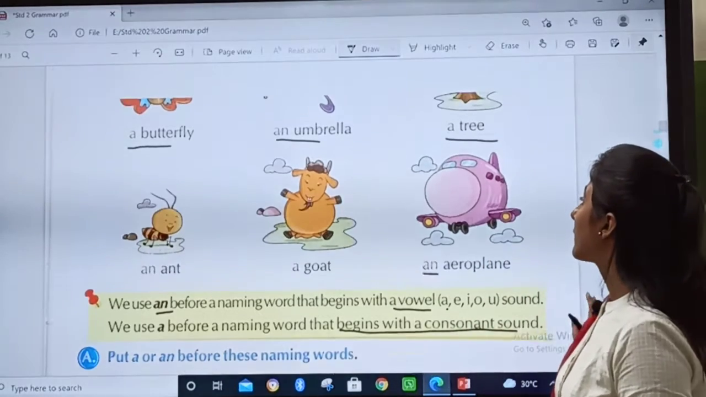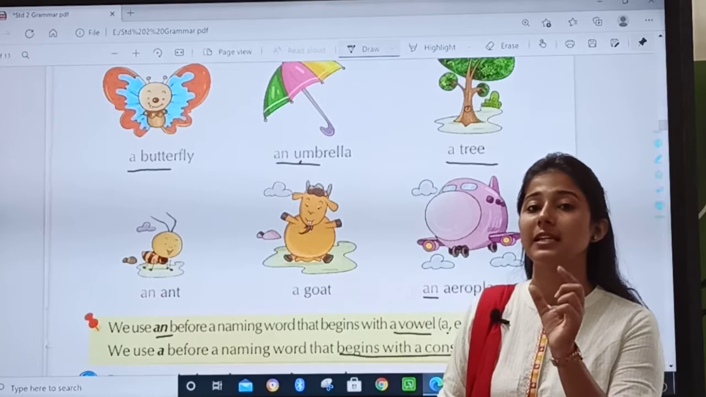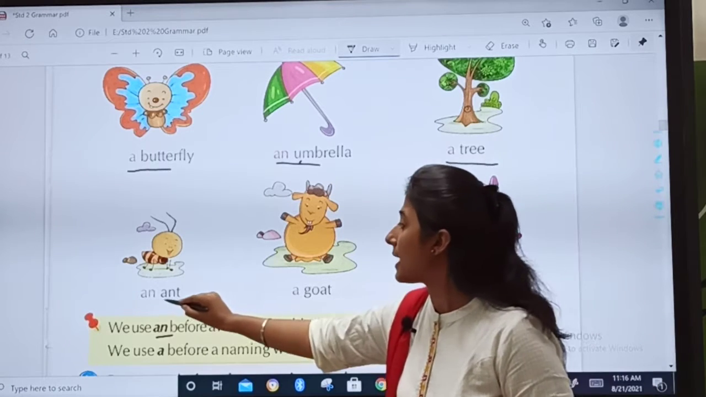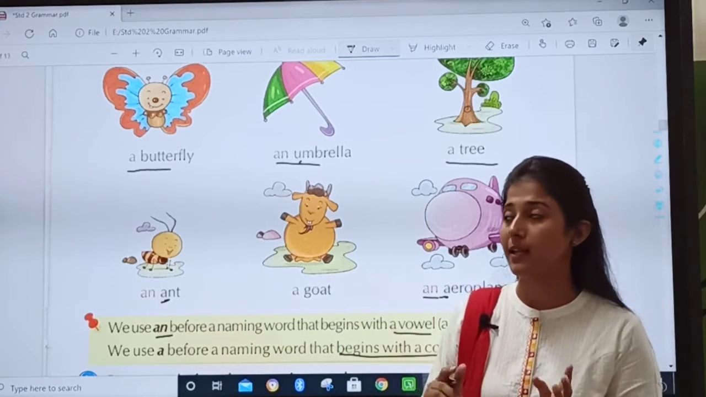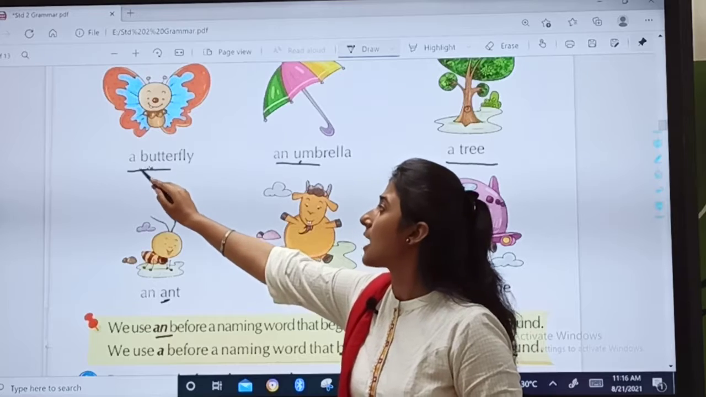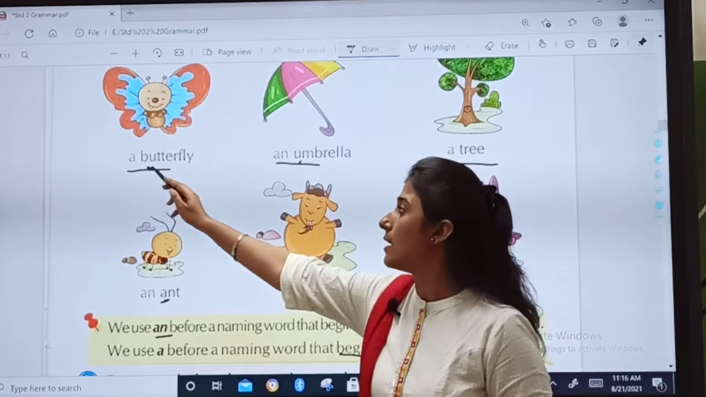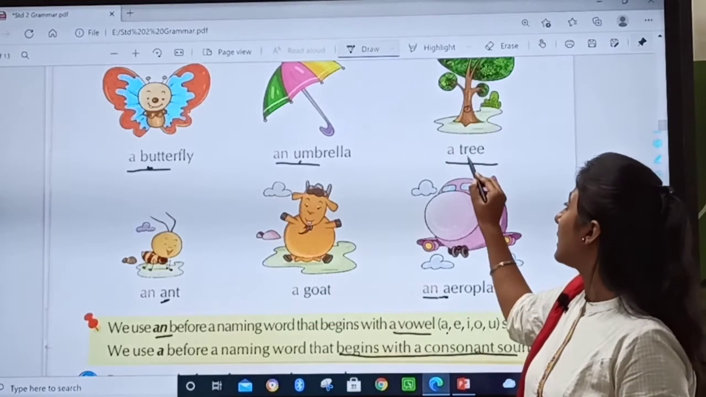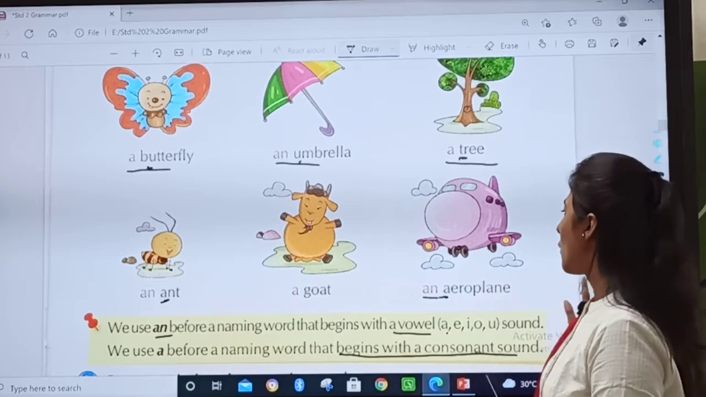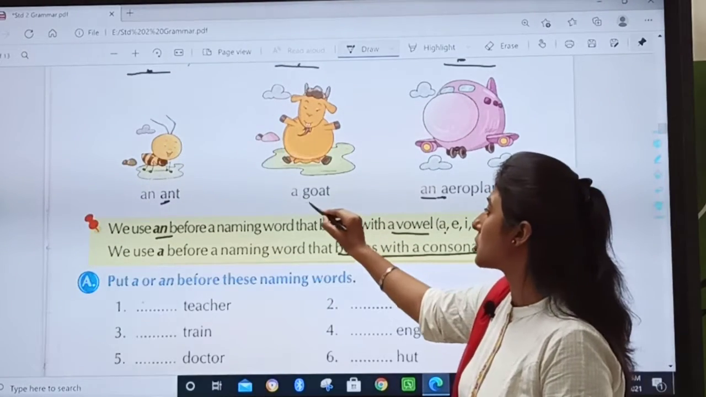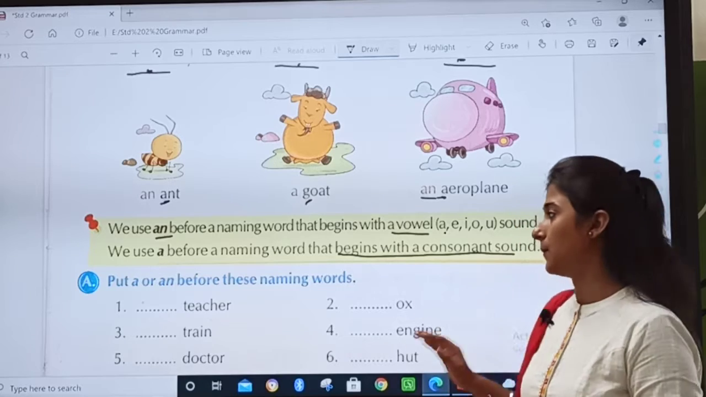So see, here U is a vowel, that is why we inserted n, and A is a vowel, that is why n. Now see, butterfly starts with B. B is not a vowel, that is why a butterfly. Tree, T is not a vowel, that is why a tree. Okay students, see goat, again G is not a vowel, that is why a.